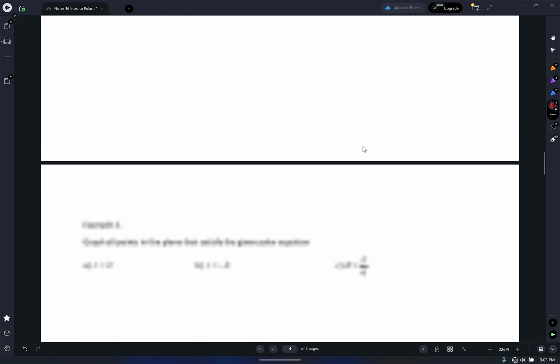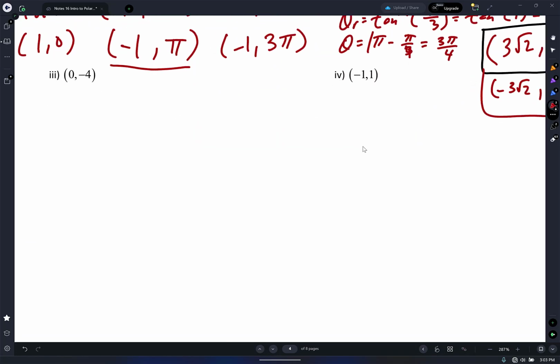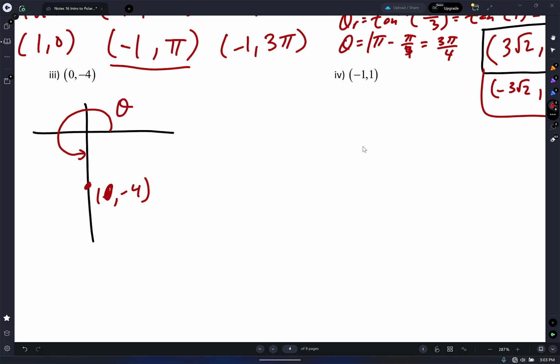Let's do number 3, this one's pretty simple, guys. I know, this is not the most exciting thing in the world. 0, negative 4. 0, negative 4 is right here. Cool or not cool? First, do the angle. What is this angle right there that I just did? How much should I rotate? I'll go slow. 270, but give it to me in radians. 3 pi over 2. So, in polar form, my radian is 3 pi over 2.